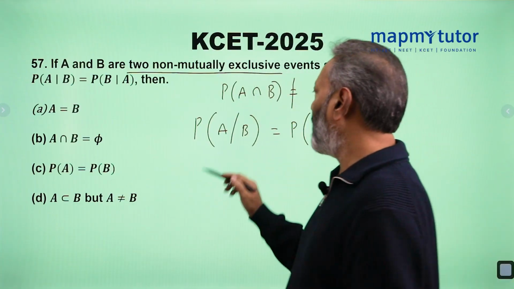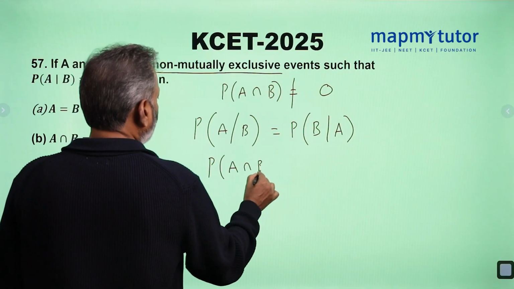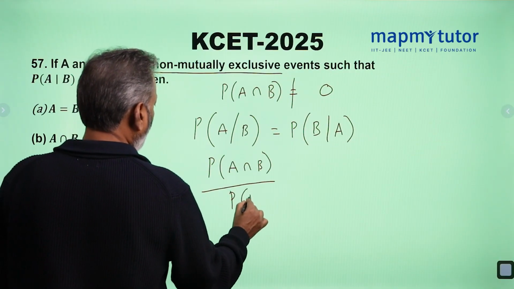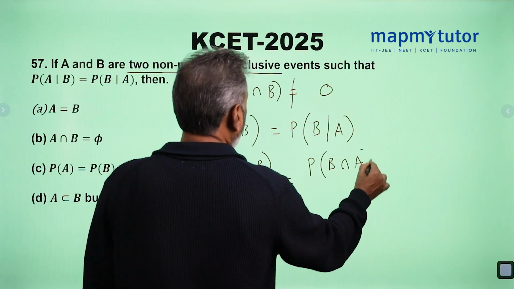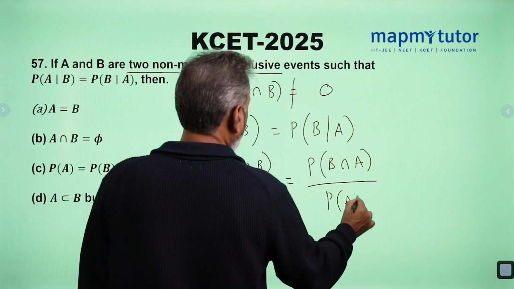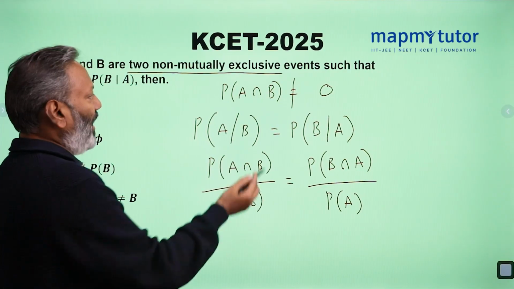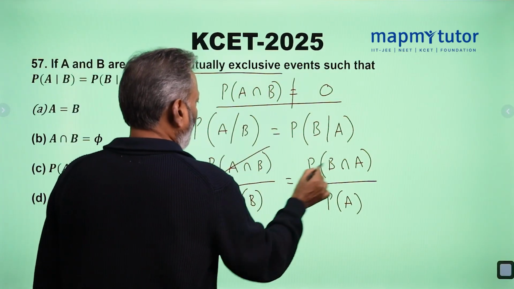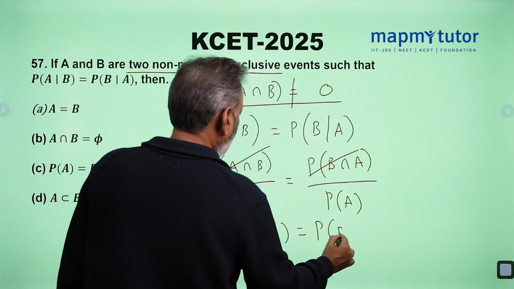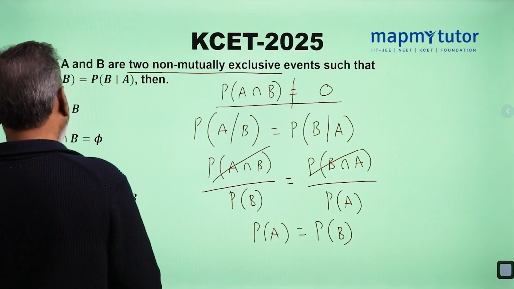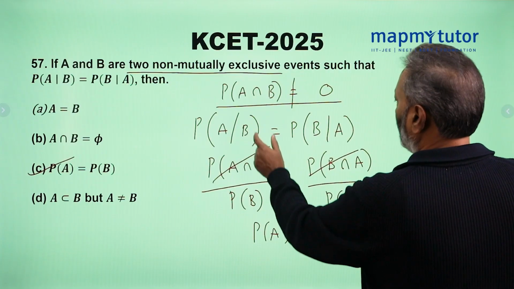Conditional events. Now, what is the definition of P of A given B? Simple. P of A intersection B by P of B. And here, P of B intersection A by P of A. Direct formula. And either A intersection B or B intersection A are both the same. And already we know it is not 0. Therefore, I can cancel them. And if I cross multiply, I will get P of A equal to P of B. Where is it? P of A equal to P of B is option C. Correct.